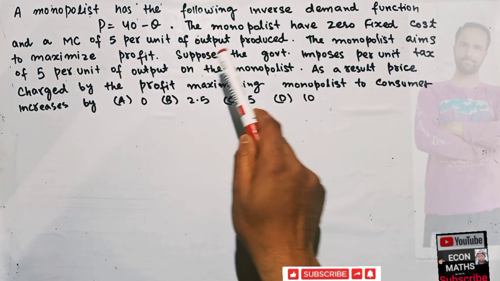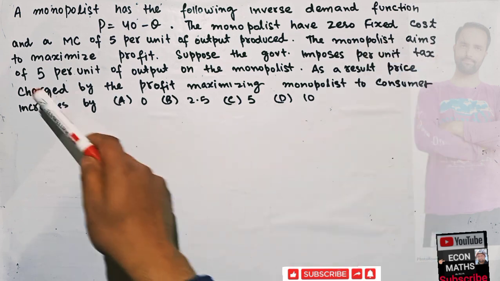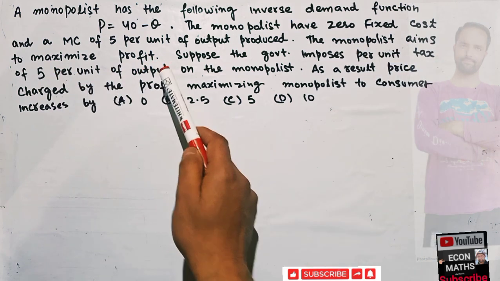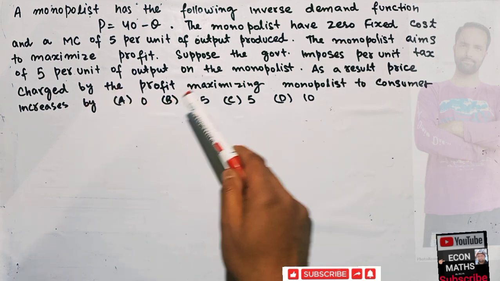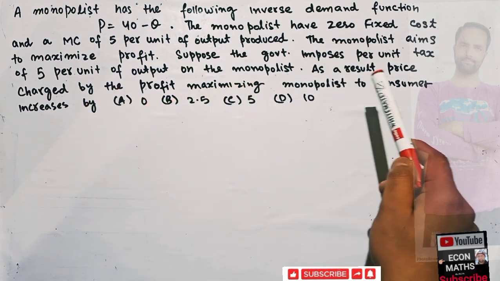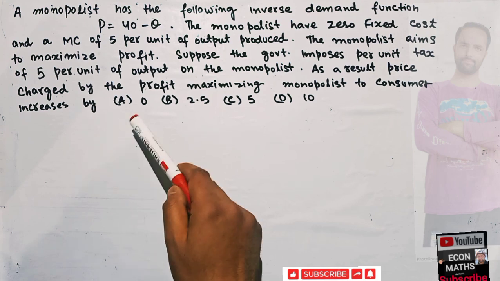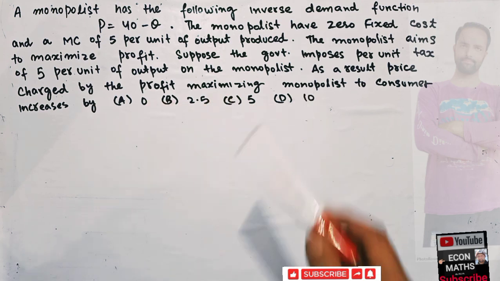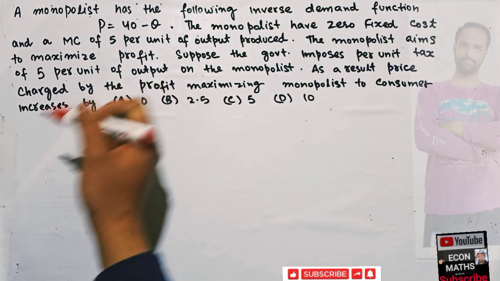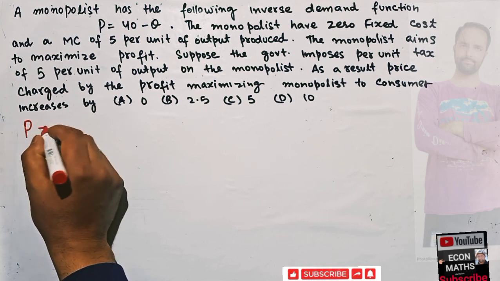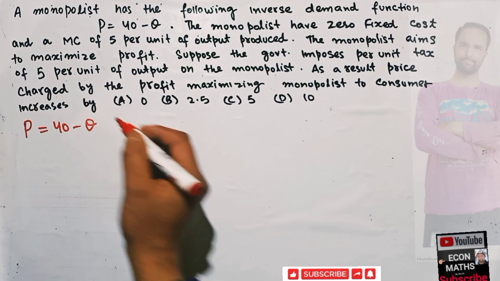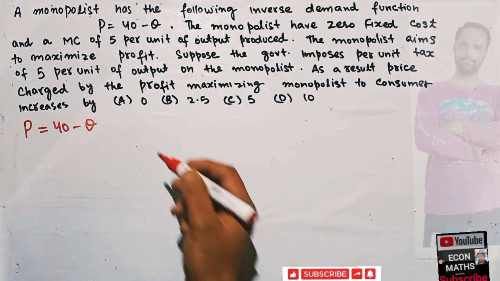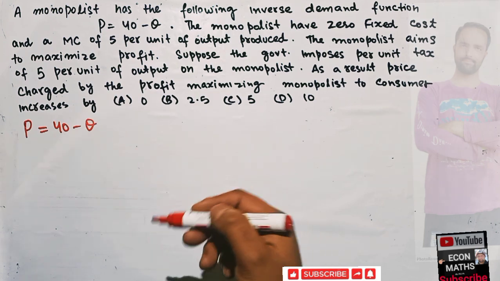Suppose the government imposes a per unit tax of 5 per unit of output on the monopolist. As a result, the price charged by the profit maximizing monopolist to the consumer increases by, the options are 0, 2.5, 5 or 10. Okay, so what are we being given? We are being given the inverse demand function of the monopolist as P is equal to 40 minus Q. And we are also being told that we have a profit maximizing monopolist.